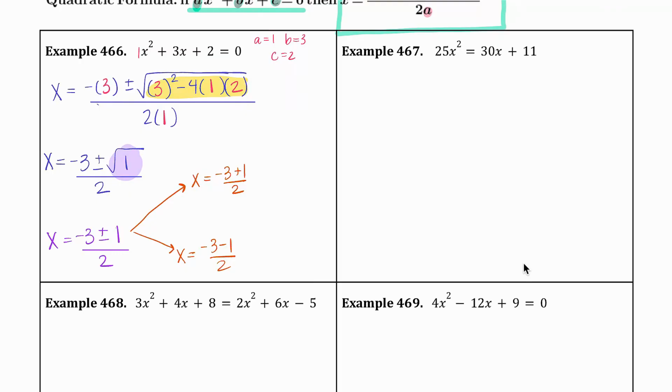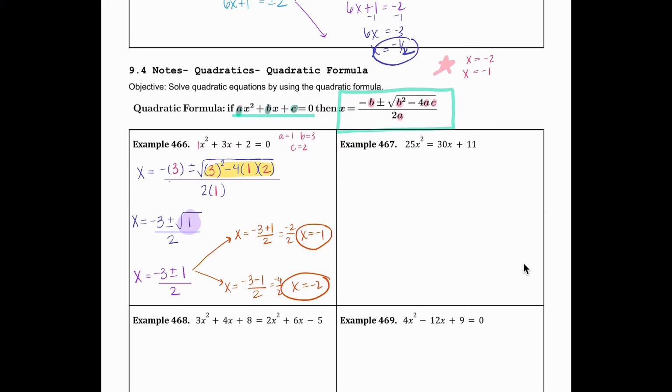If we solve that top one, -3 plus 1 is -2, so we get x equals -1. For this second one, we get -4 divided by 2, or x equals -2. And if you look back up, that's actually what we got originally when we factored this. So definitely if it's factorable, factoring is much more efficient. We would prefer that method.